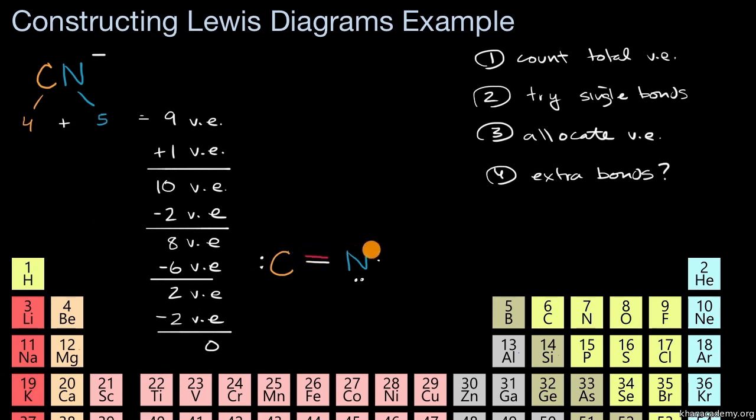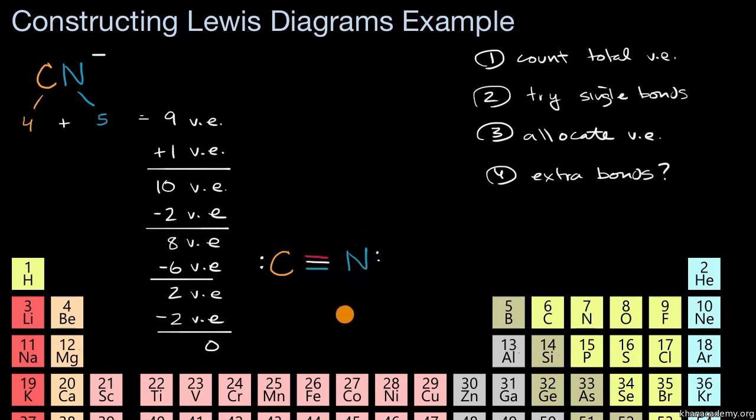Nitrogen still has 8 electrons hanging around. Carbon now has 6. So maybe we can do that again. Let me erase these two and make another covalent bond out of them. And so now what's going on? Carbon has 2, 4, 6, 8 valence electrons hanging around. Nitrogen has 2, 4, 6, 8 valence electrons hanging around. So this is looking pretty good.